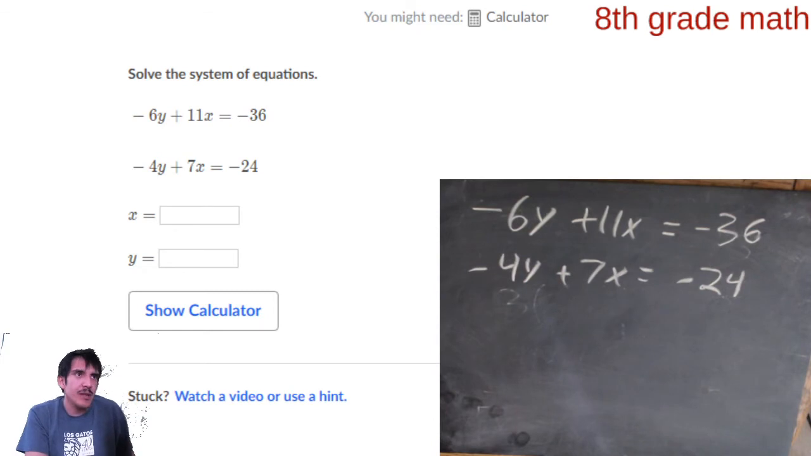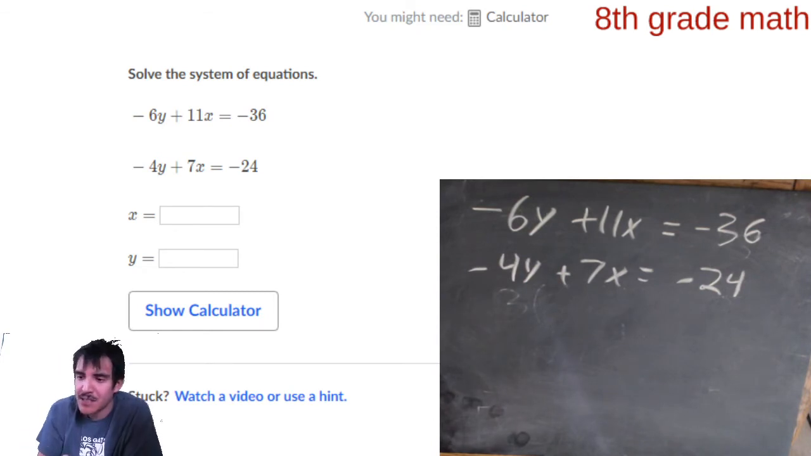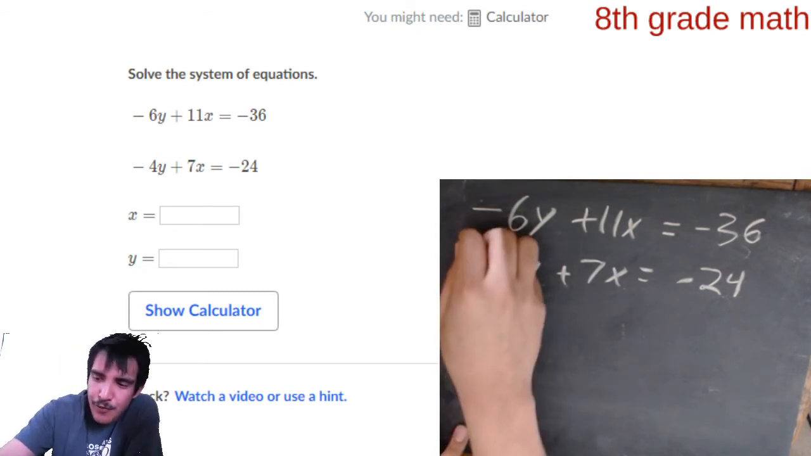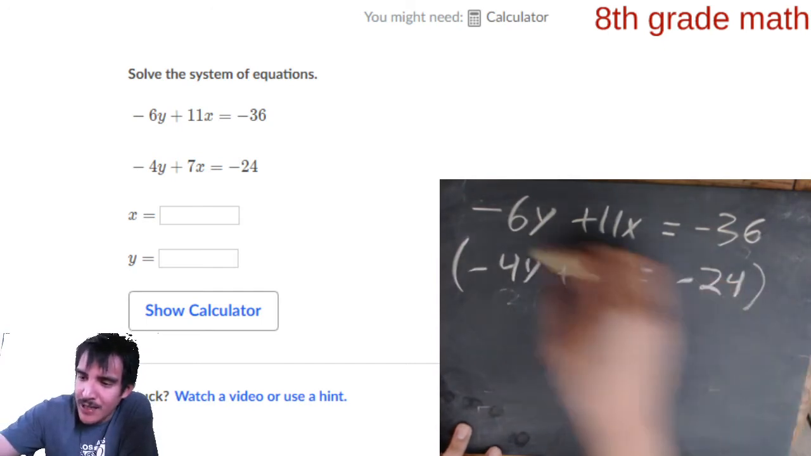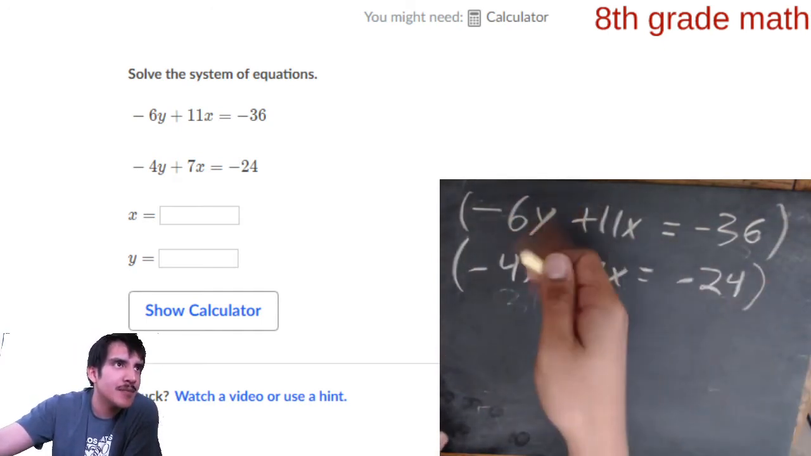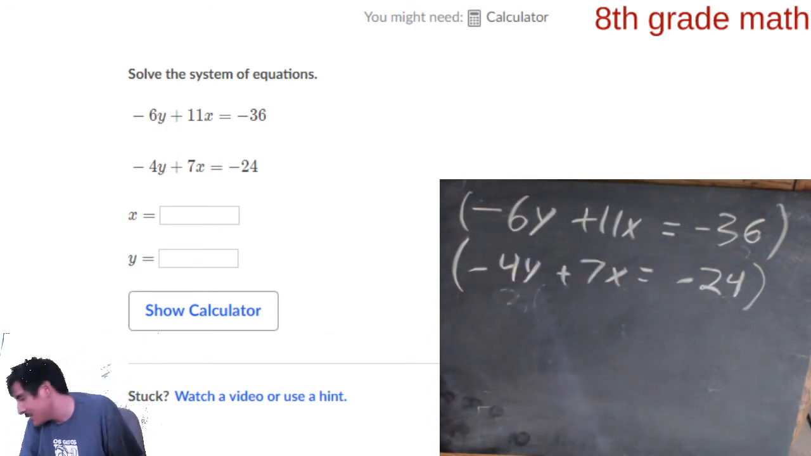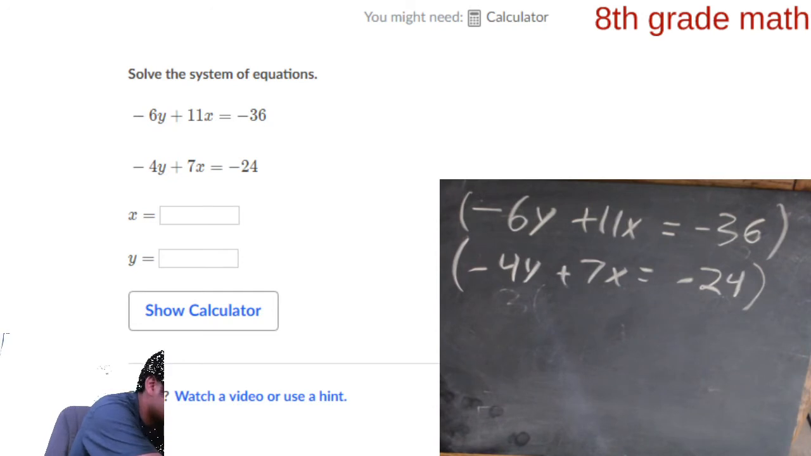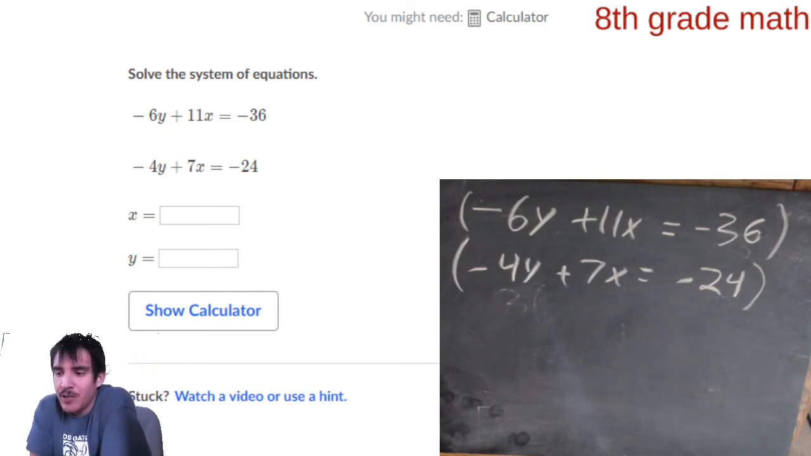So we don't have opposites, but if we put parentheses around each equation, we could turn these y's into opposites. Let me show you what I mean. Let me get a big piece of chalk first. Let me get like a purple piece. Here's how we do it.